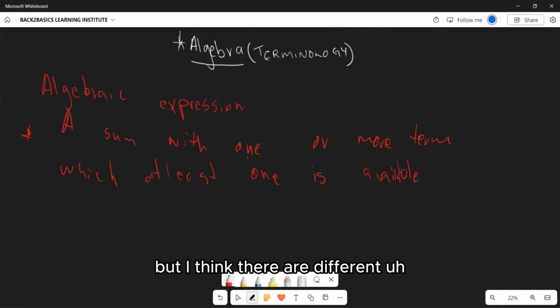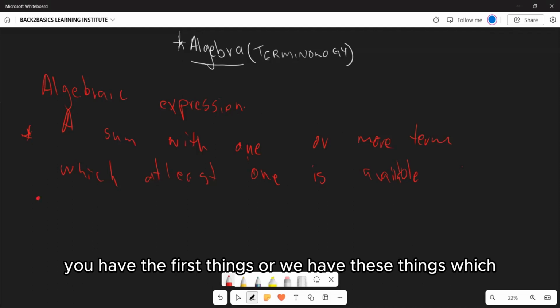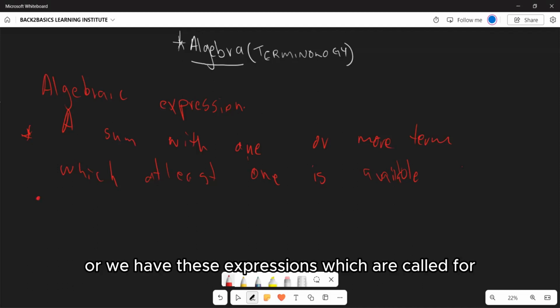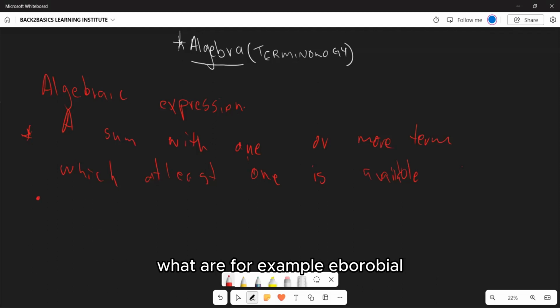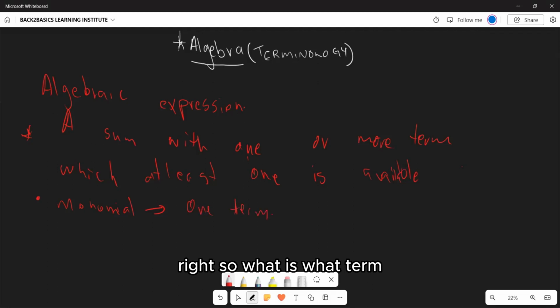But there are different things that we can explore within this. Remember that within algebraic expressions we have expressions which are called, for example, a monomial. A monomial is basically a term. So it is a single term, or just one term. So what is one term?